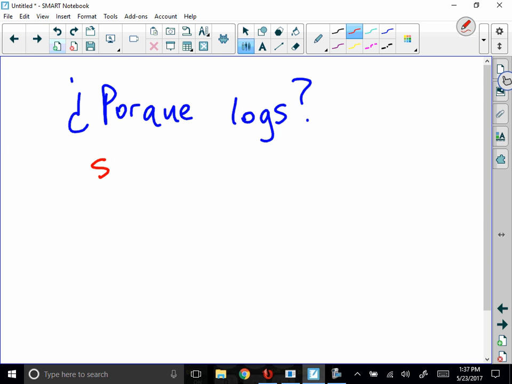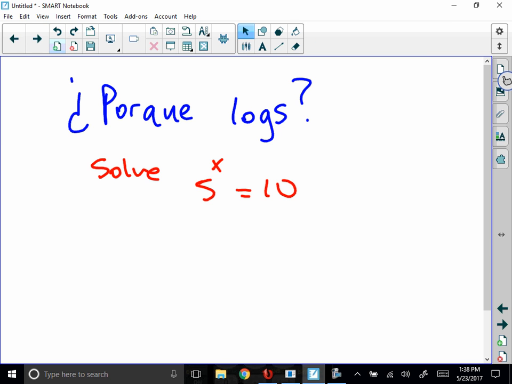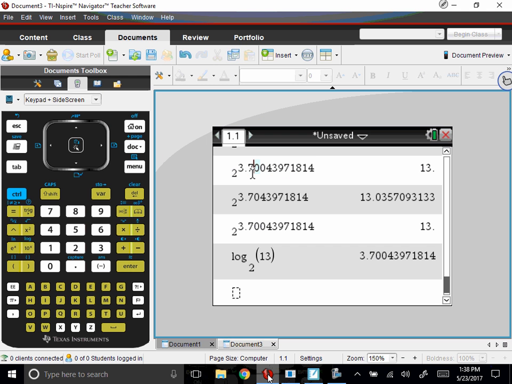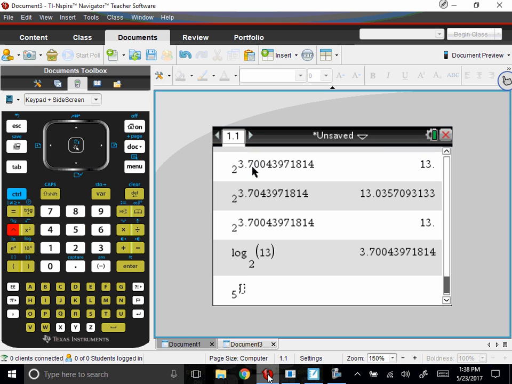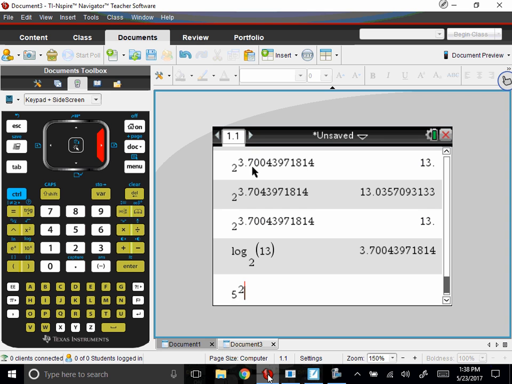Suppose we had to solve this: 5 to the x equals 10. Could you? 5 to the first is 5. 5 squared is 25. So our answer is somewhere between 1 and 2, right? Okay. So you're pretty good with the calculator. You could punch in some stuff. Let's see what 5 squared is, 25.